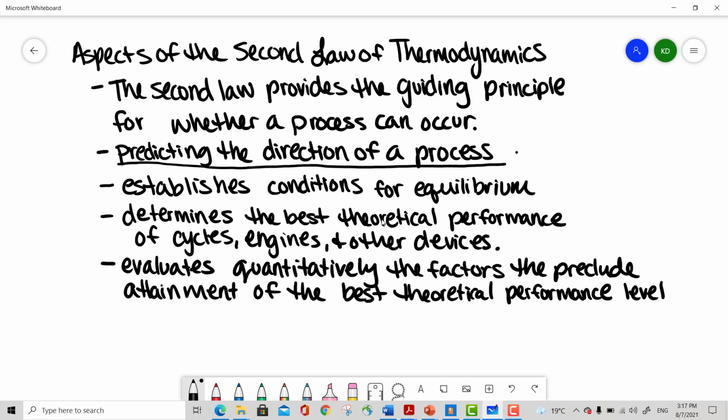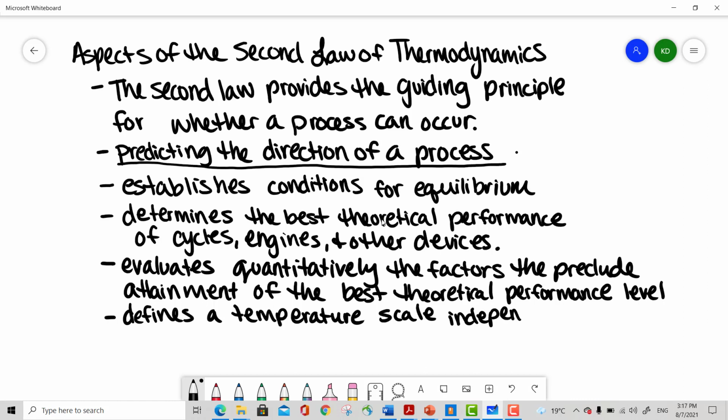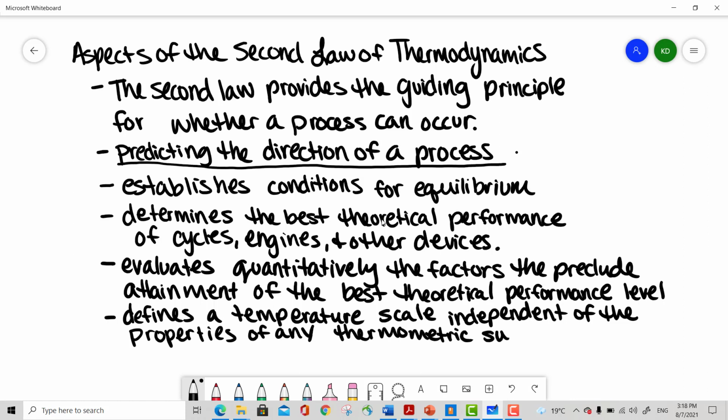And here's some other aspects. Defines a temperature scale independent of the properties of any thermometric substance.